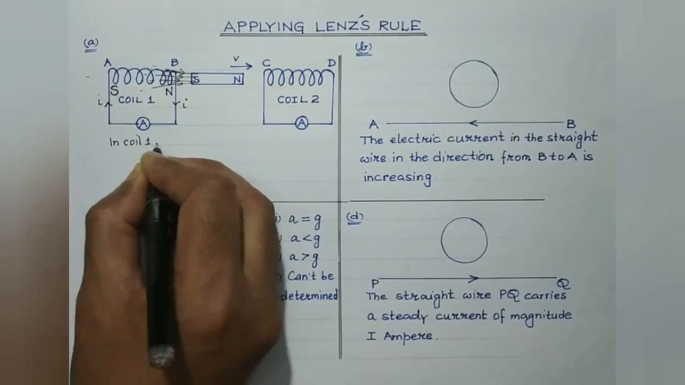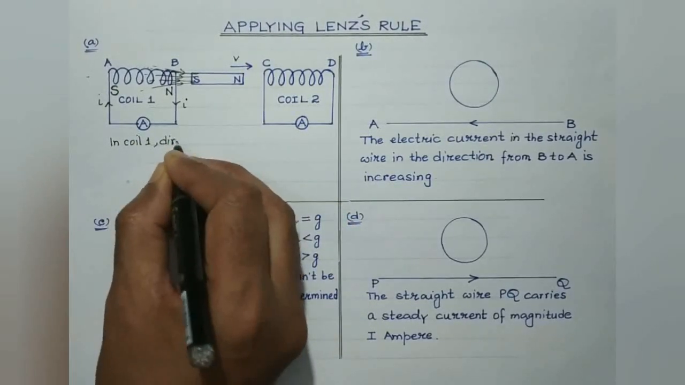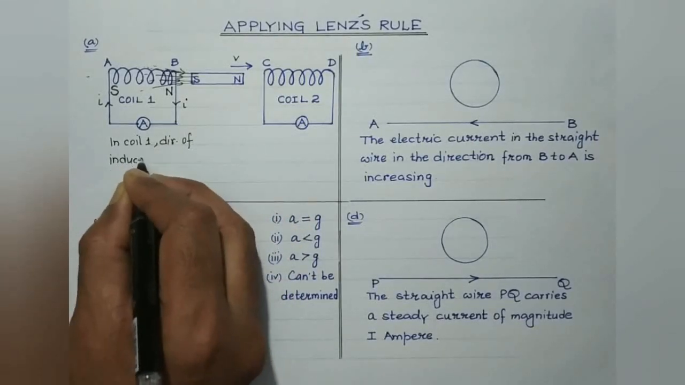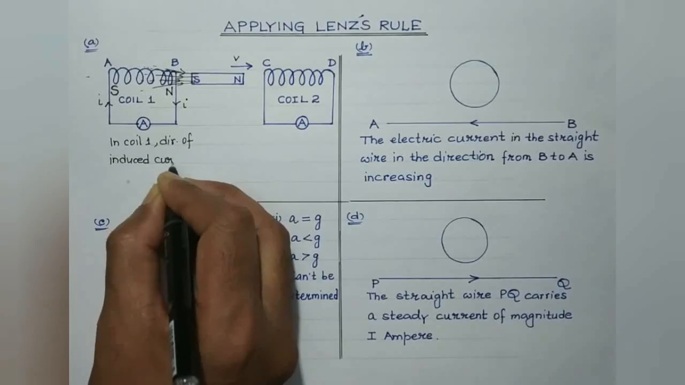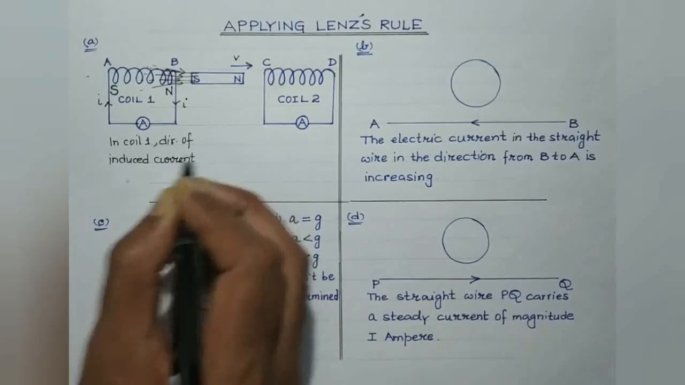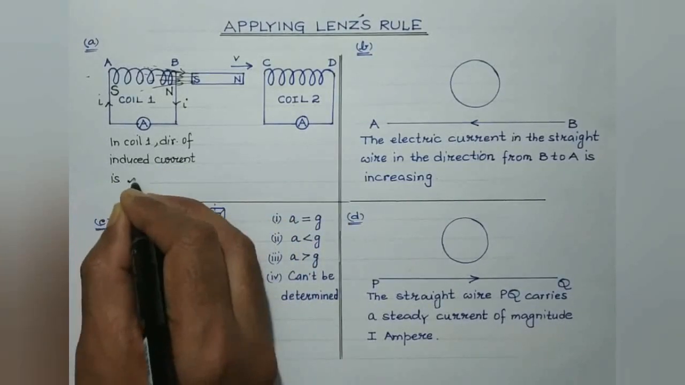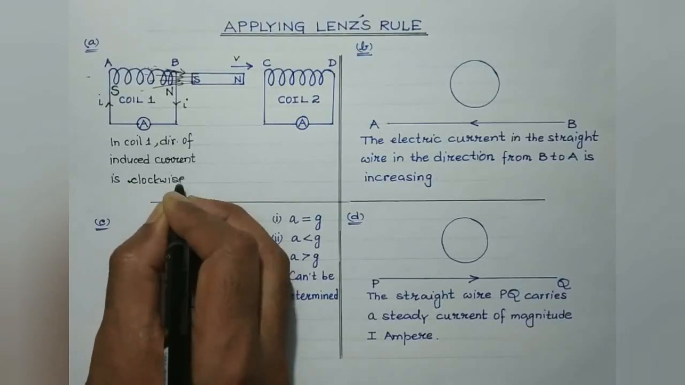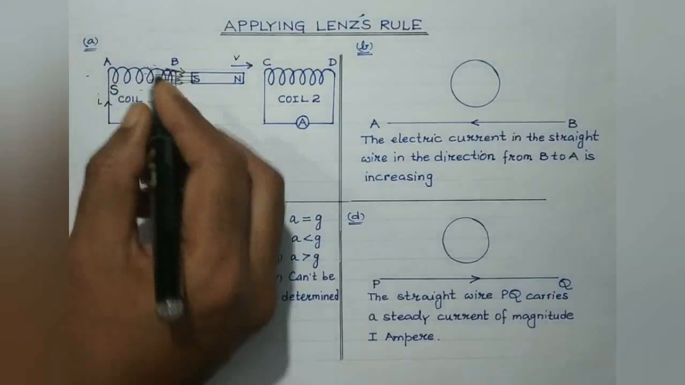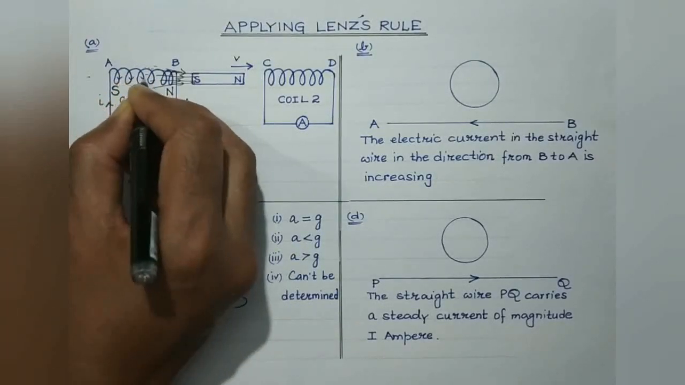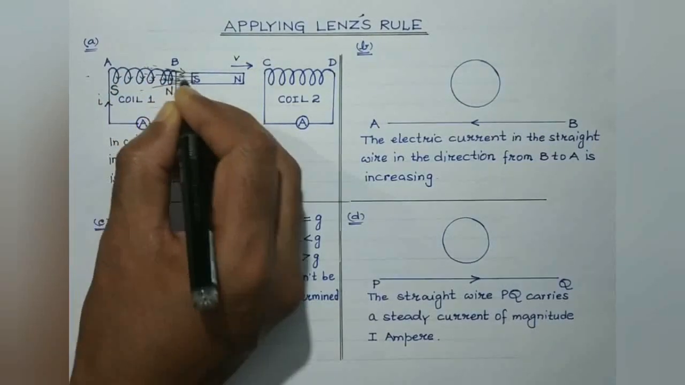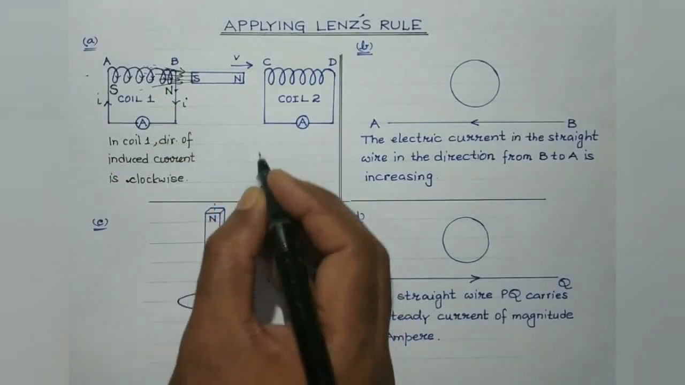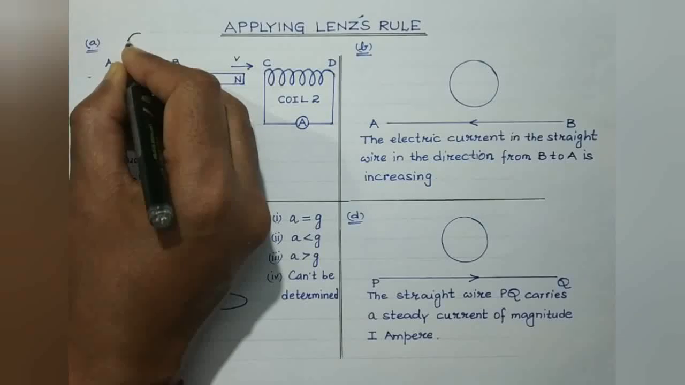So in coil 1, the direction of induced current is clockwise when seen from this end. So it will be like this, right? So we are aware of this simple basic thing.